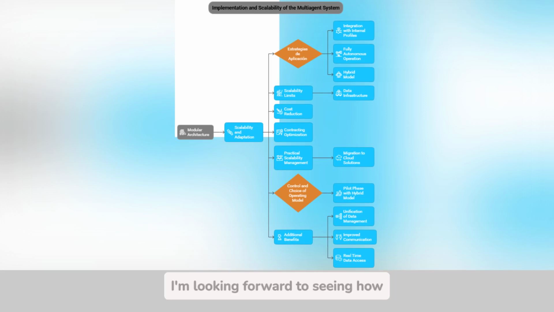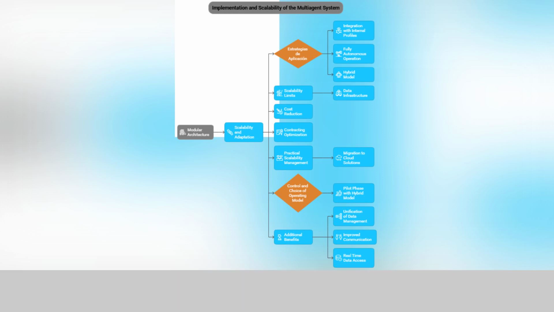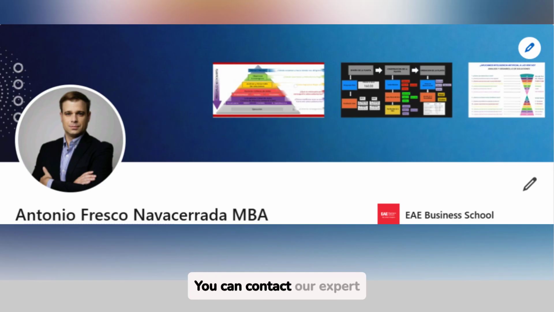Perfect. I'm looking forward to seeing how this system is implemented and how we can adapt it to maximize its impact in different areas of the company. Can you give me the contact of someone to further advance these issues to implement it in our company? Of course you can. You can contact our expert Antonio Fresco Navacerrada via LinkedIn. He will guide you through the process and will be able to clarify any other doubts you may have.